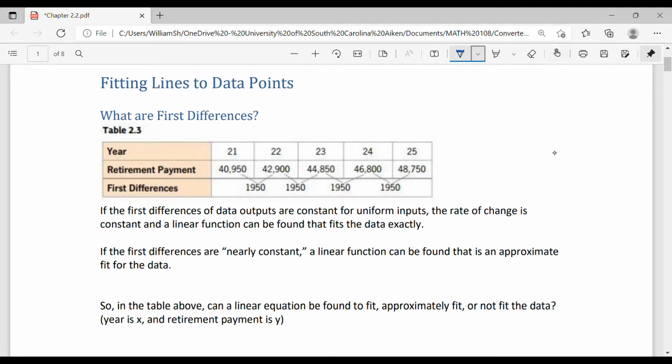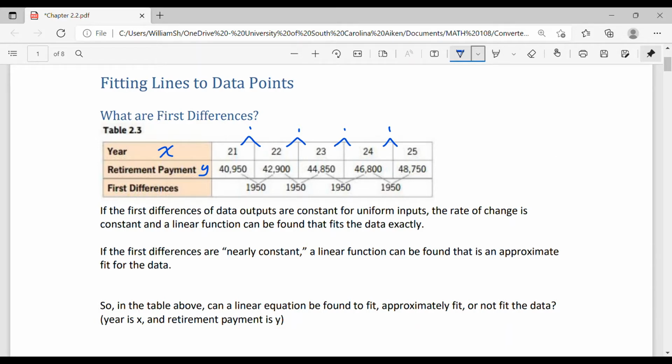Our year is our X here. Our retirement plan is our Y. As you can tell, we have a constant increase in our X. We're always going up by 1 here. And if you look at our first differences in our Y, we're constantly going up by 1,950. Okay, that's important. Your first difference is your difference in your Y's as long as your X are constant.